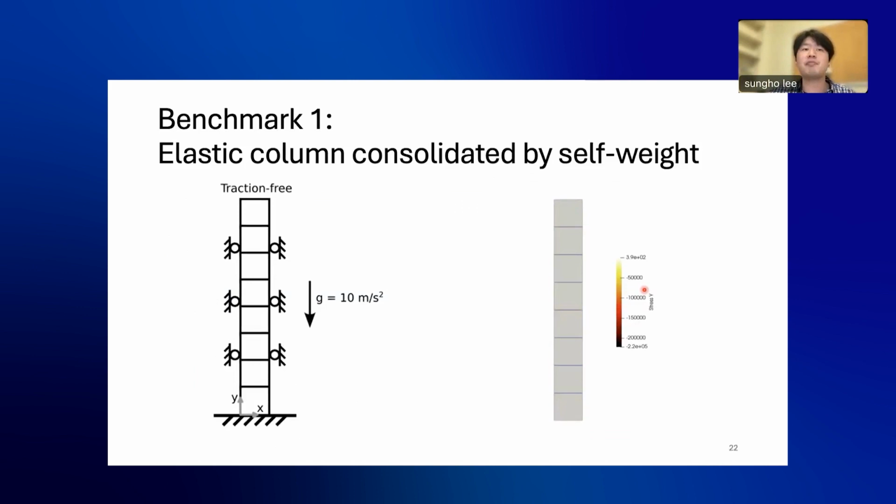So to verify my implementation, I prepared this problem. So this is my problem. This is a column. The bottom is fixed, and the left and right boundaries are free slip. And gravity is acting in the downward direction, and the top boundary is traction free. So if everything starts from zero state, it must be consolidated due to the body force, and it should reach the lithostatic state.